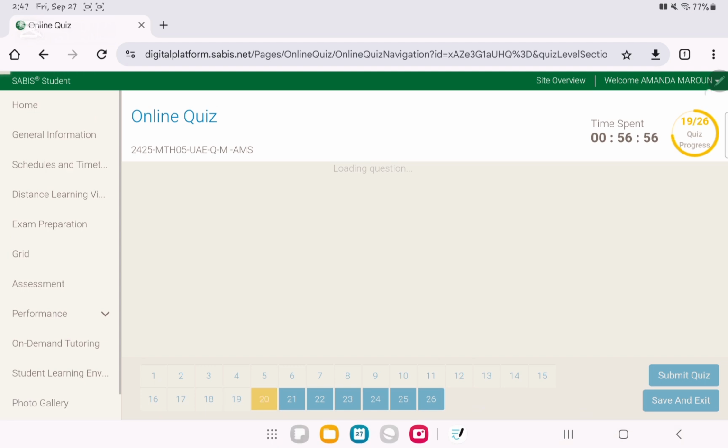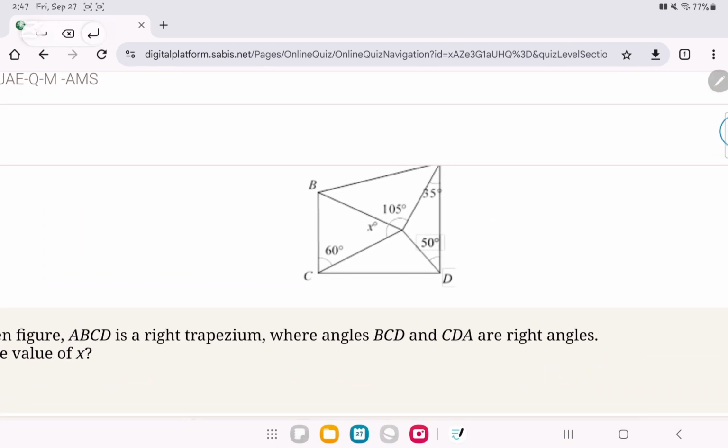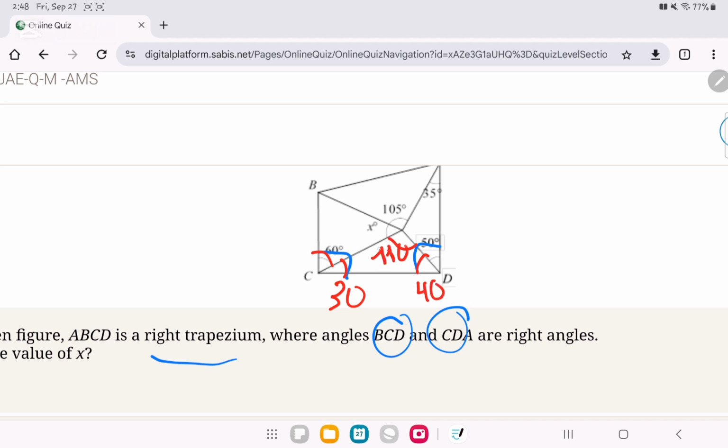Question number 20. This is very easy, something we took many years before. They're telling us it's a right trapezium where BCD and CDA are right angles. So this is right and this is right. Directly, if this is 60, then this is 30. If this is 50, then this is 40. So this will be 180 minus (30 plus 40), which is 110. Now, again, we have 50 here, we have 35. So 180 minus (50 plus 35), we're going to get 95 over here.